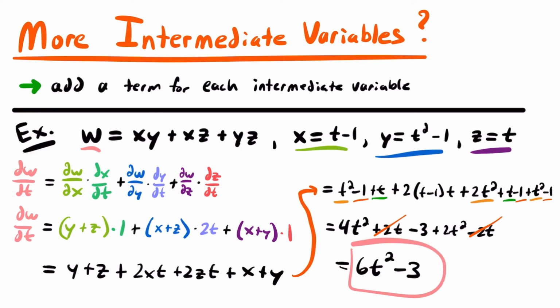And that right there would be dw dt, the derivative of w with respect to the independent variable t. It's 6t squared minus 3. Okay, so that's how you take care of more intermediate variables when working with the chain rule. But what if there are more independent variables?